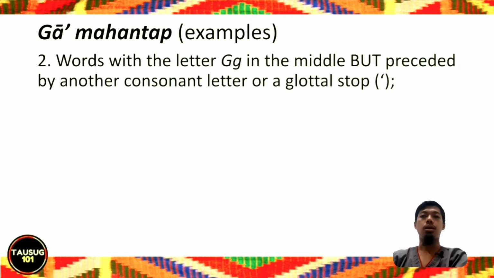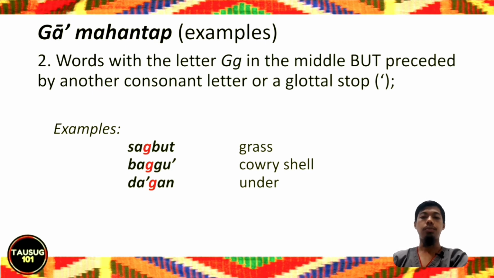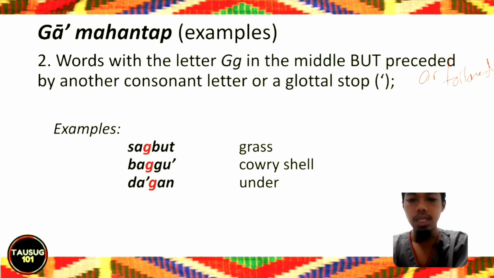Second example are words with the letter Gā in the middle but preceded or followed by another consonant letter or a glottal stop. Examples, we have Sagbu, grass. As you can see, the letter Gā here is followed by another consonant which is letter Ba.